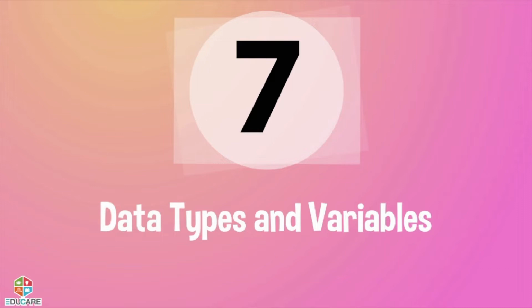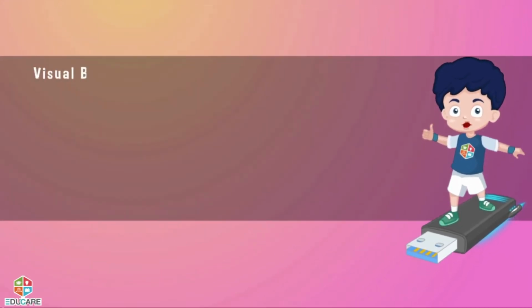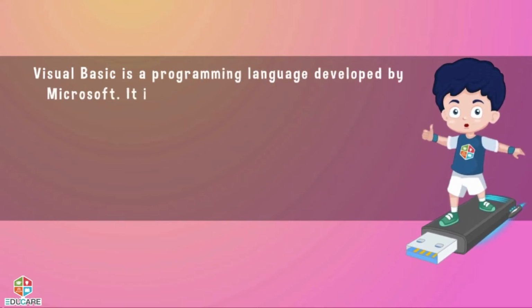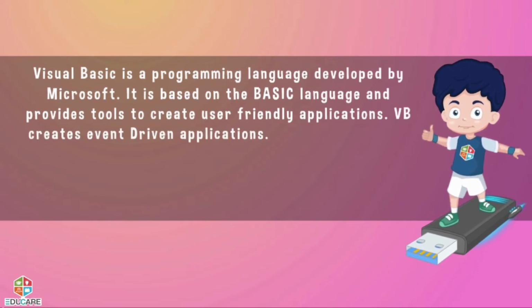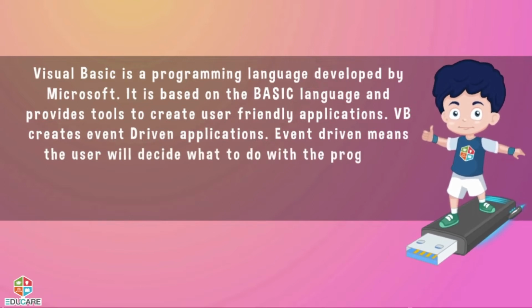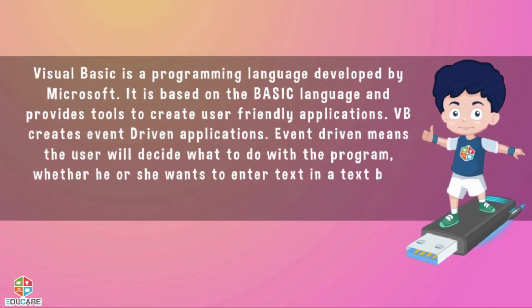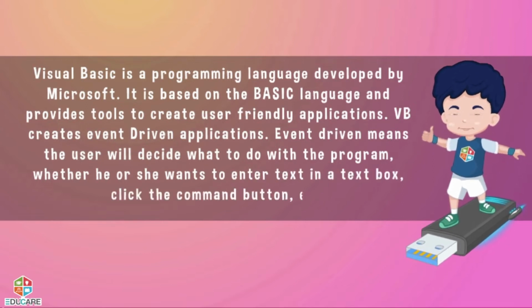Chapter 7: Data Types and Variables. Visual Basic is a programming language developed by Microsoft. It is based on the BASIC language and provides tools to create user-friendly applications. VB creates event-driven applications. Event-driven means the user will decide what to do with the program, whether he or she wants to enter text in a text box, click the command button, etc.